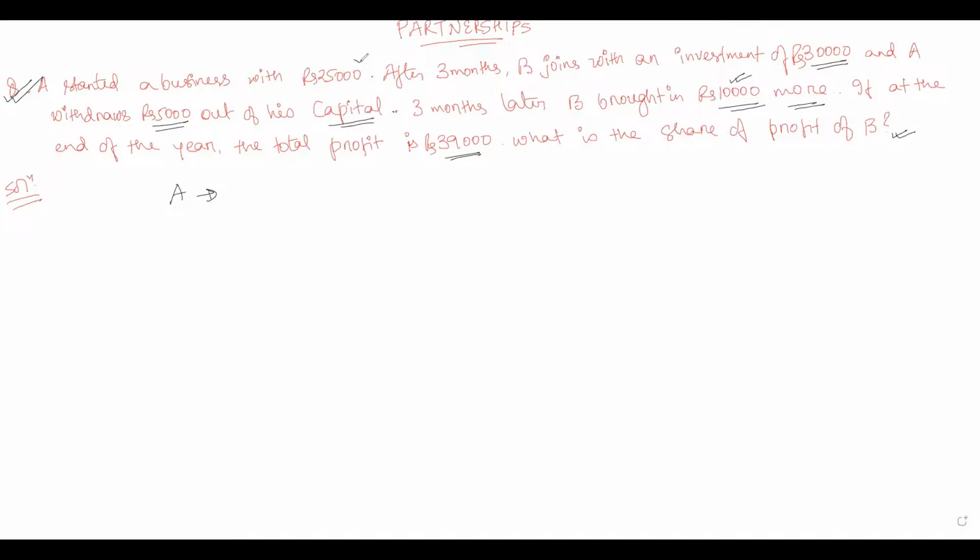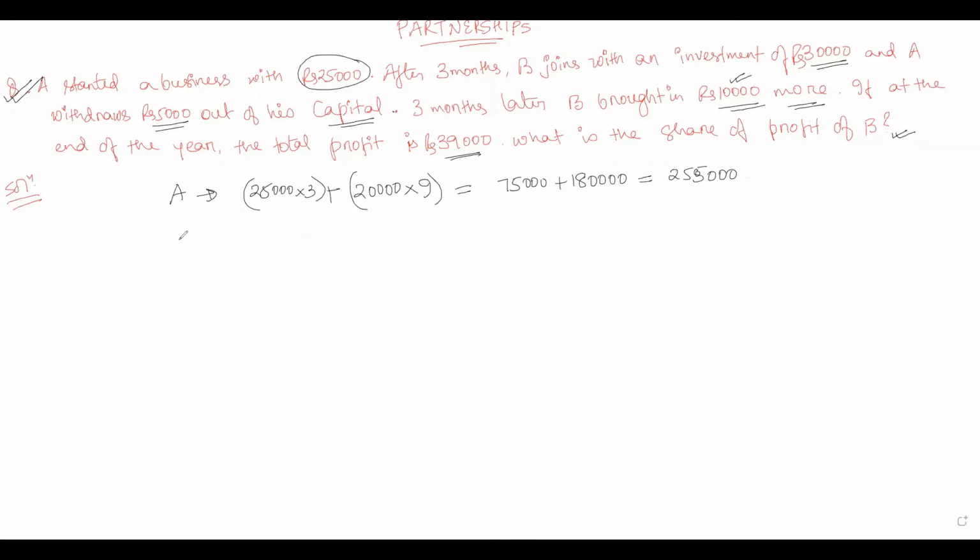So A has started with 25,000, and this 25,000 was for 3 months. So we can say that this 25,000 times of 3 plus A has withdrawn 5,000. So that means post 3 months, A has withdrawn 5,000 rupees. So in the business, A's amount left is only 20,000. So this 20,000 was for the rest of the year. That means this 20,000 was for the remaining 9 months. So if you calculate this total amount, this would be 75,000 plus 1,80,000, which is 2,55,000.